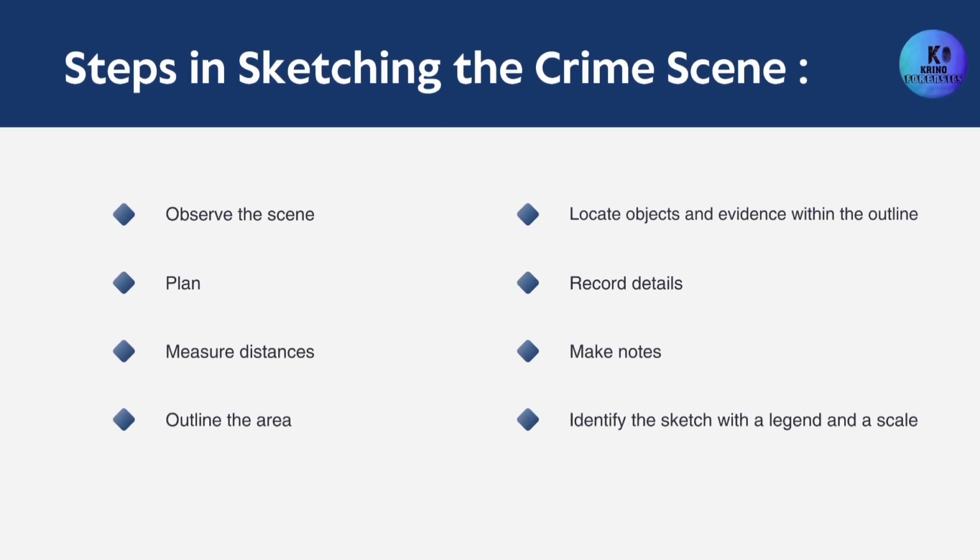Steps in sketching the crime scene. The process begins with observation and planning. Once that's done, outline the area and begin locating all the key evidences. Make careful measurements, record every detail, and label your sketch using legend and scale. Here is a quick order you should follow. Observe and plan, outline the area, measure the distances, locate objects, record details, add scale and legend. Identify with date, time, sketcher's name, weather conditions, and case information.